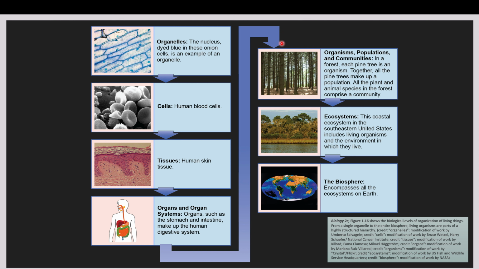And ecosystems, this is an example. The coastal ecosystem in the southeastern United States includes living organisms and the environment in which they live. So not only is it the living organisms, the things that we've discussed that contain those 7 properties of life, but also the environment in which they live. That means the water where they live, the sunlight, the overall atmosphere where they live. And then here you have the biosphere, which encompasses all of these individual ecosystems, which could be anything from the polar ice caps to the savanna. All of the ecosystems on Earth form together the biosphere.